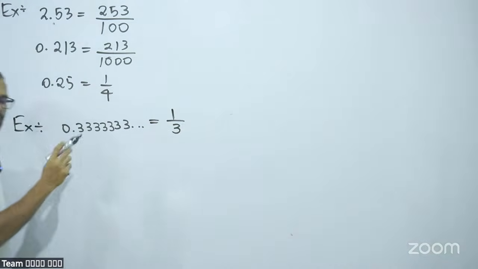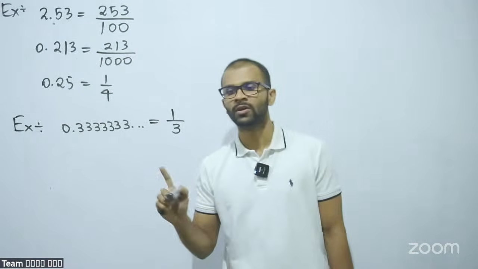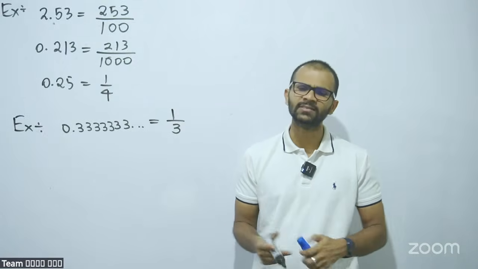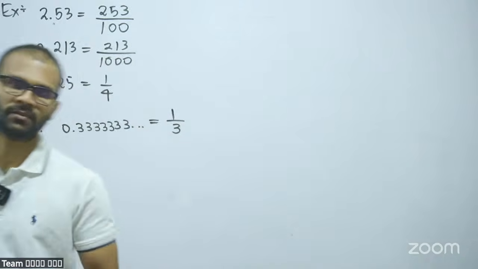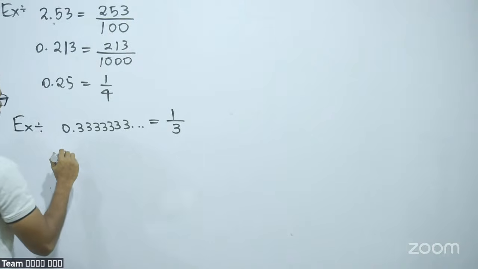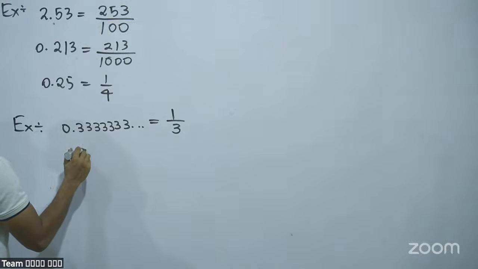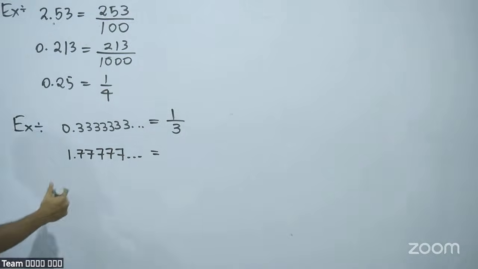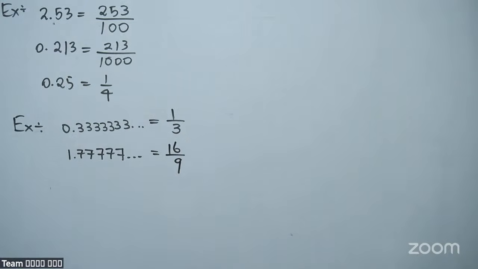Right? Now there is a part where we have to learn how to convert recurring decimals into fractions. But here we are not talking about it. Here we are just adding some examples so that we can understand the concept of rational numbers. Another one, 1.77777. This one is 1 plus 7 over 9, 16 over 9. Right? You can use a calculator to check the answer out.